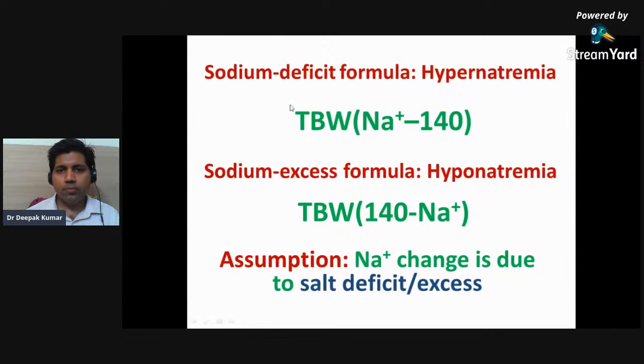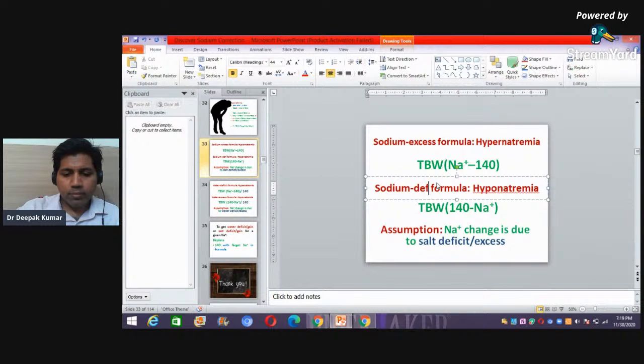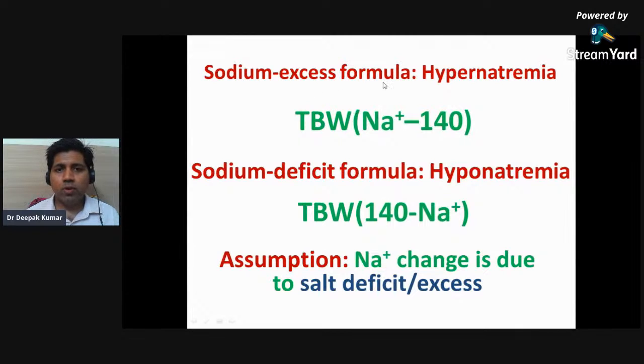Okay, so in short, we are going to have this finally: corrected sodium excess, sodium deficit. Yeah. So the sodium excess formula in hypernatremia would be total body water into sodium minus 140, and the sodium deficit formula in hyponatremia would be total body water into 140 minus sodium. And the assumption is that the sodium change is due to salt deficit or excess.